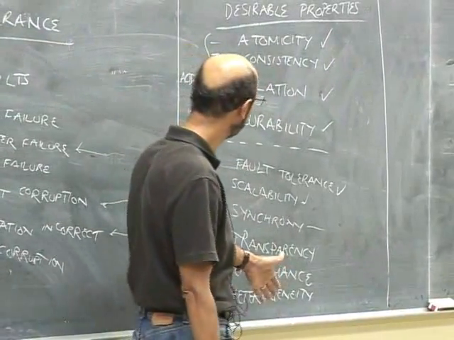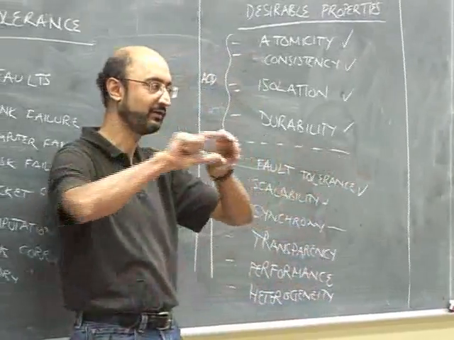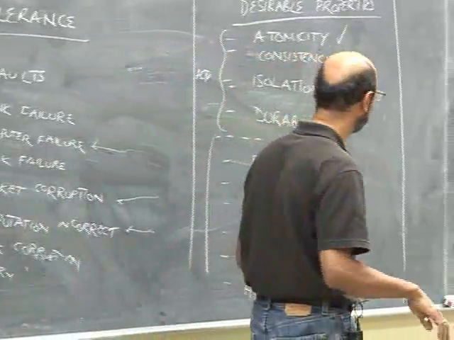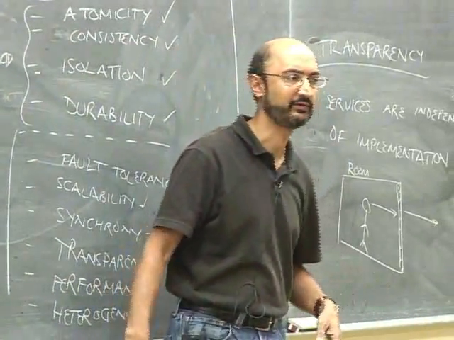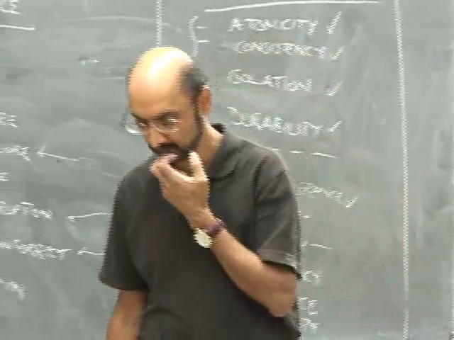Okay? And the way we do it is very straightforward. We define the interface, and we say, okay, that's the interface. We don't care how we implement it. And so this kind of transparency also gives us support for heterogeneity for the most part.